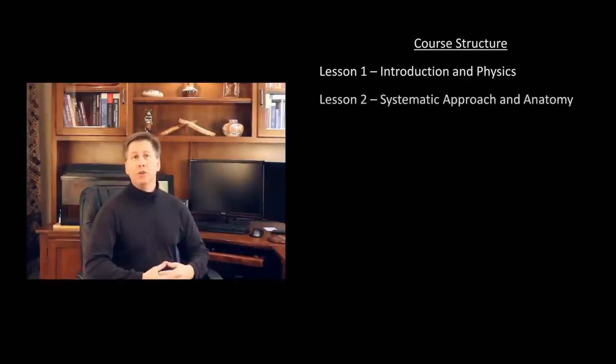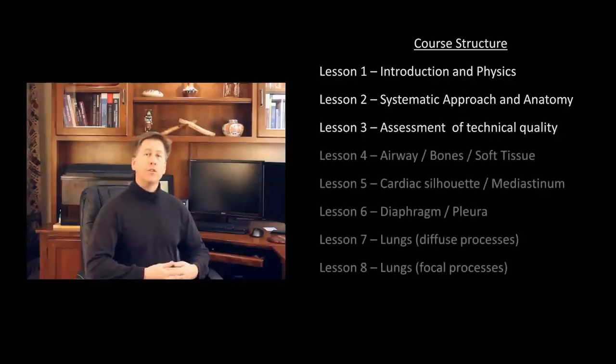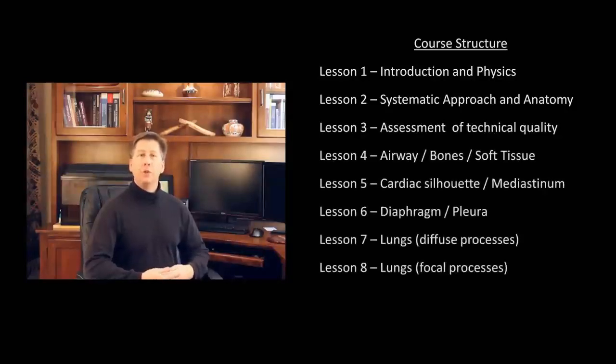Lesson 2 will introduce a systematic approach to chest X-ray interpretation and demonstrate how X-ray shadows relate to normal chest anatomy. Lesson 3 will discuss how one assesses the technical quality of the film. Lessons 4 through 8 will then each cover a subset of chest pathology that can be assessed with X-ray. These will include plenty of examples of common abnormalities.